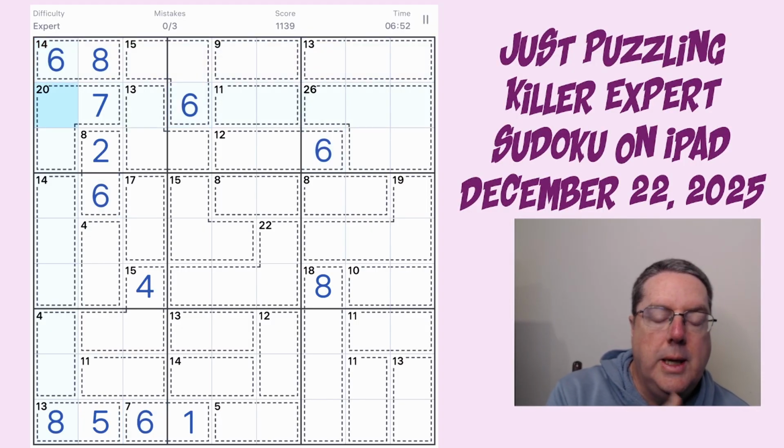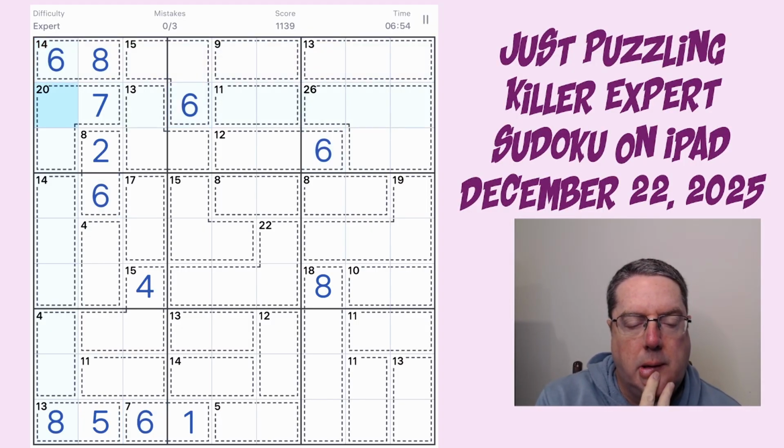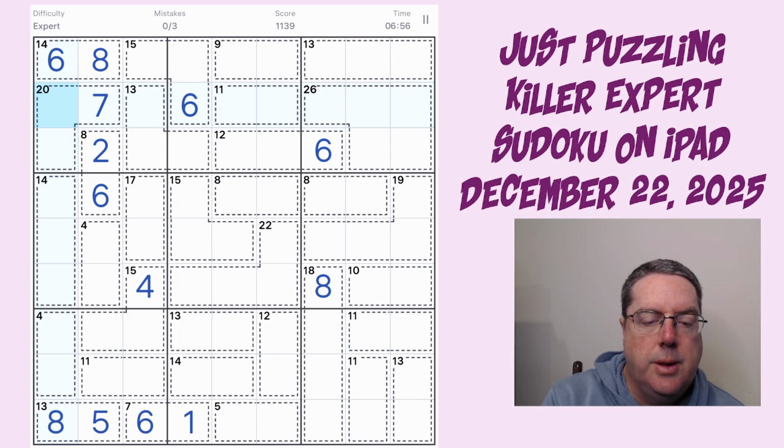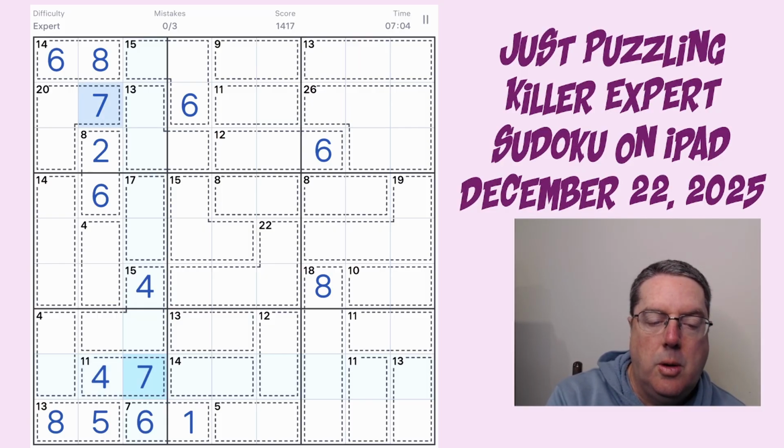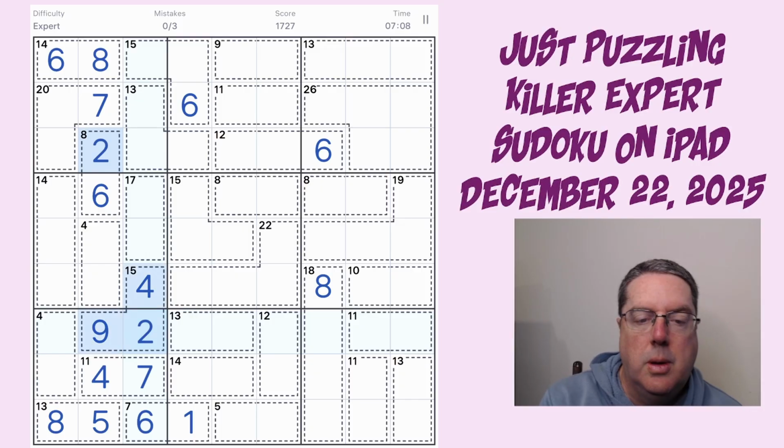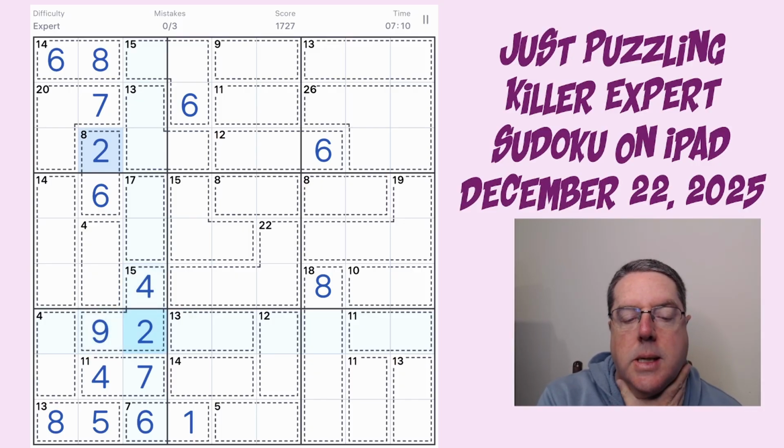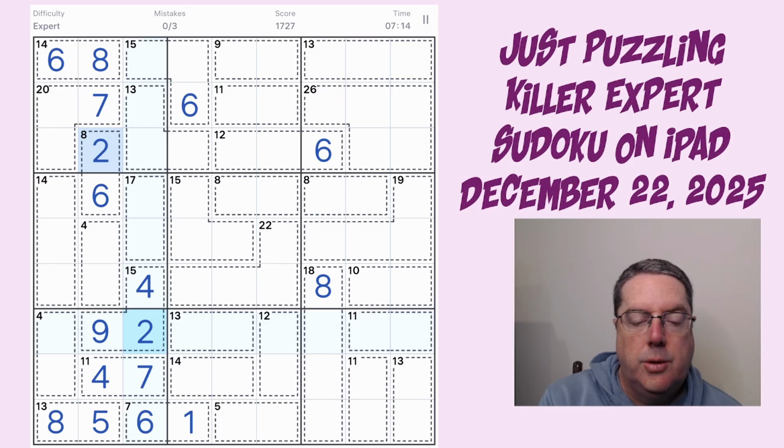9 and 4 here, which means this is going to be 9 and 4. Well, 4 can't be there, so this is a 4, 7, 9, 2. Okay, 7's not there, 7's not there. So 2 and 3's there, takes out the 9 from this.